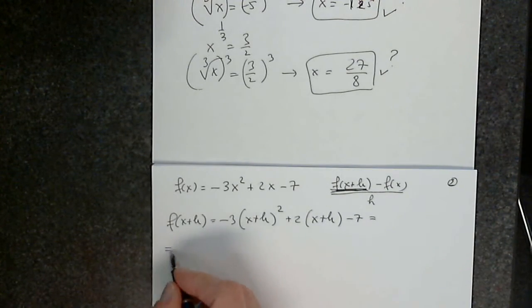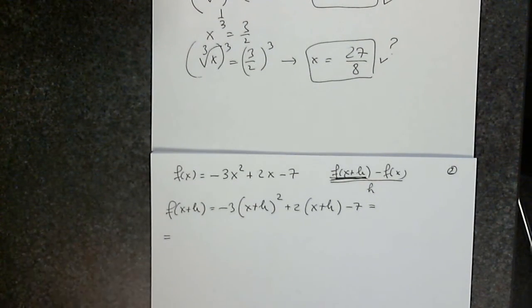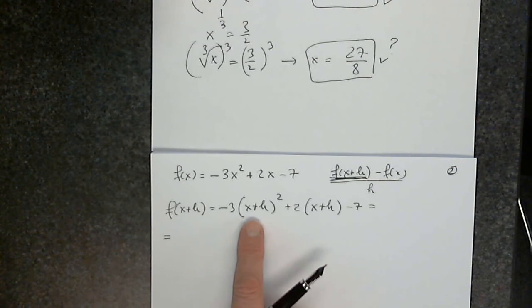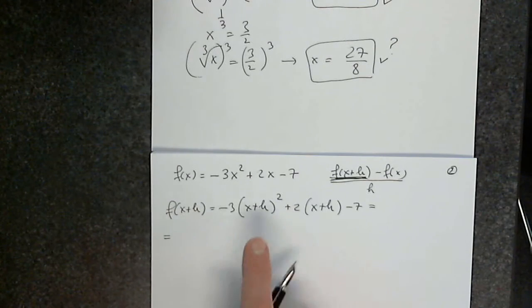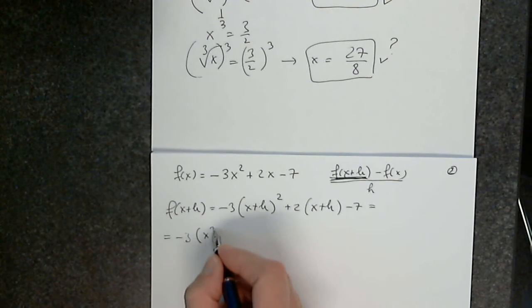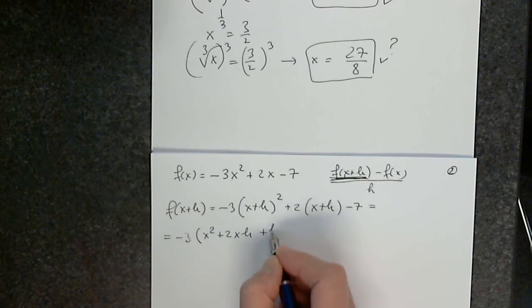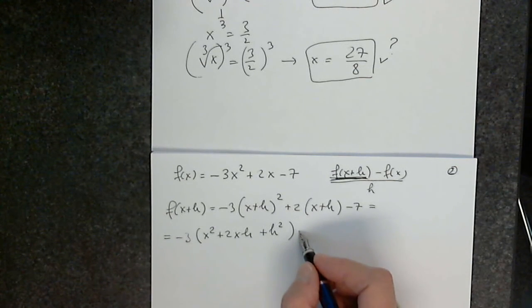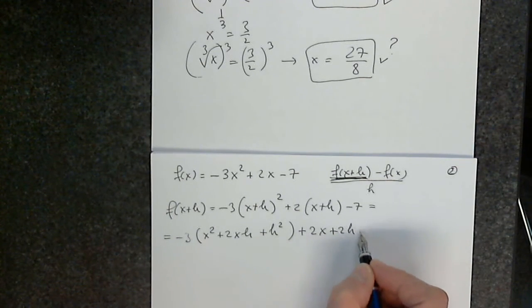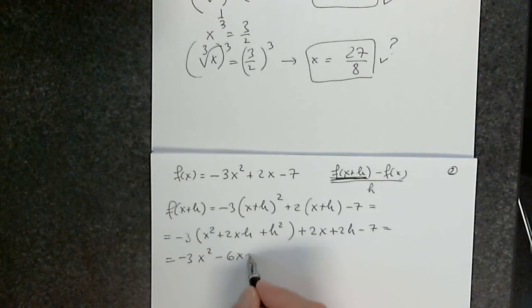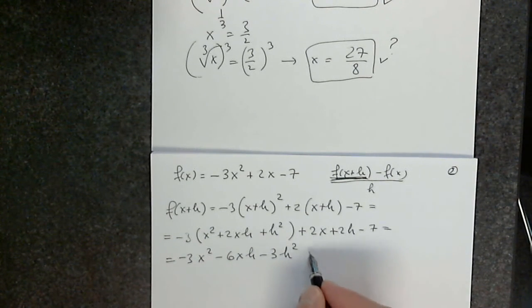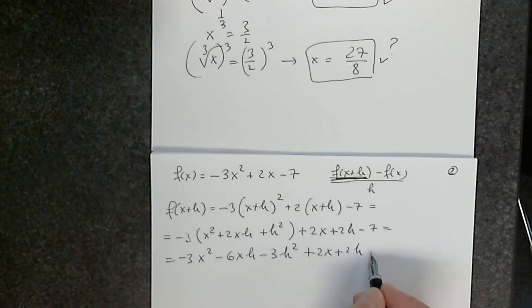Good. So now I have to remember something very important, that we made a contract on this a long time ago. How many terms will I have to write? Yes. So it's negative 3, and then it's x squared plus 2xh plus h squared plus 2x plus 2h minus 7. And this is negative 3x squared minus 6xh minus 3h squared plus 2x plus 2h minus 7.